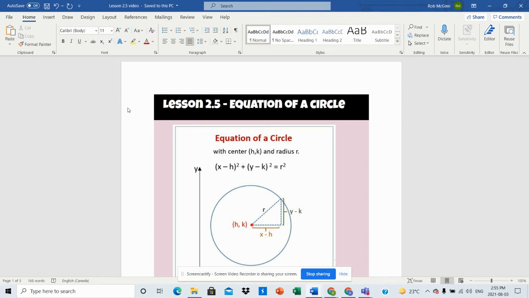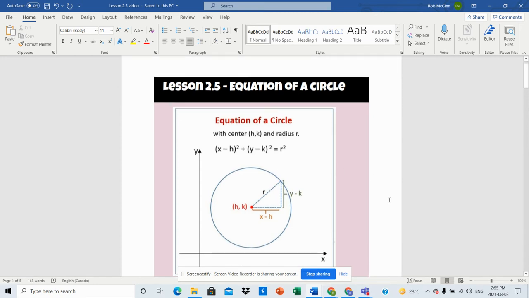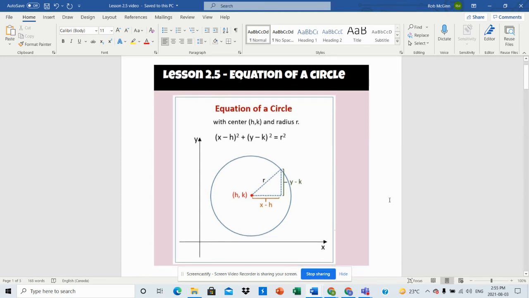The equation of a circle with center (h, k), so h is our x coordinate point and k is our y coordinate point of the circle, and a radius r, is written in the following format: (x minus h) squared plus (y minus k) squared equals r squared. And really, what it is, is a version of the Pythagorean theorem.